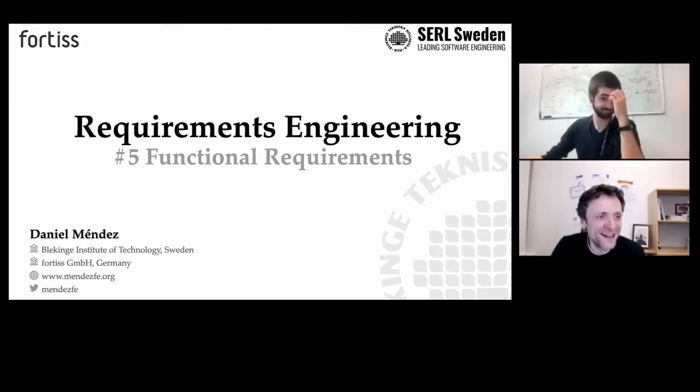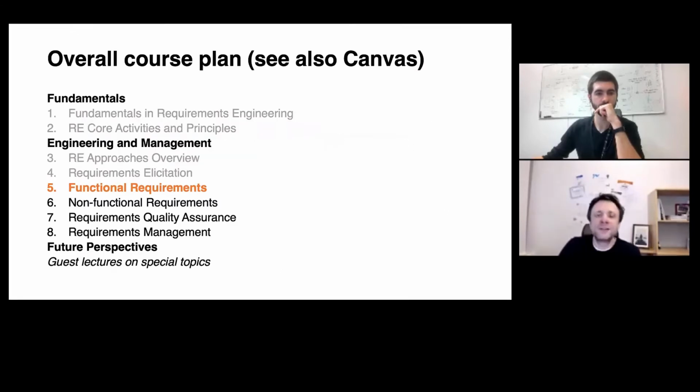Great, then let's start. Welcome everyone to the fifth lecture on requirements engineering, today covering the topic of functional requirements. And with that, we are entering the specification of functional properties and capabilities before discussing the specification of non-functional properties and capabilities in the next lecture.